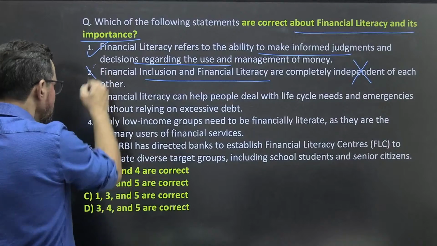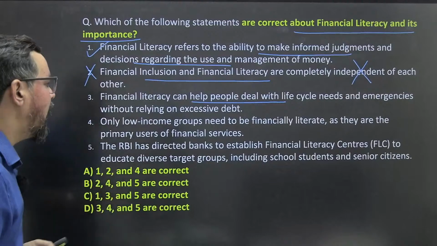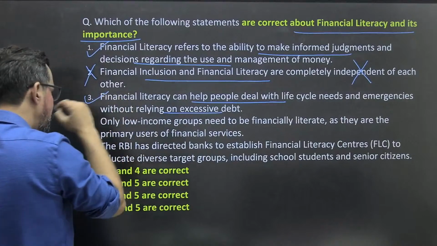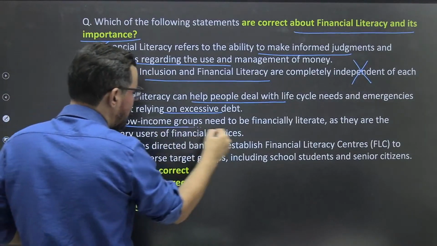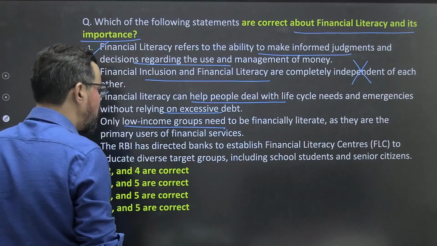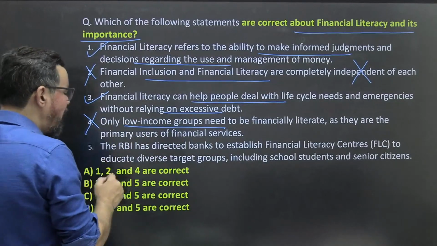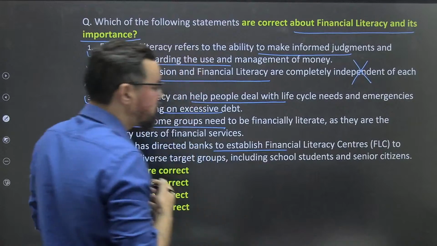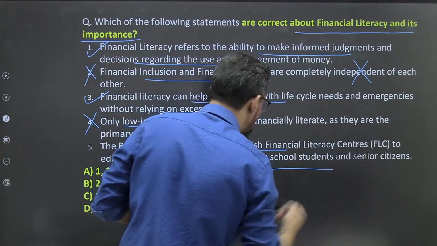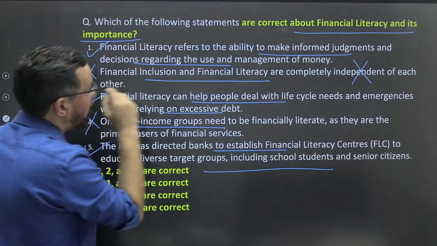No, this is wrong. Financial literacy can help people deal with life cycle needs and emergencies without relying on excessive debt. Absolutely right, okay? Only low income groups need to be financially literate as they are the primary users. No, that is not necessary. Everybody needs financial literacy. RBI has directed banks to establish financial literacy centers to educate a diverse target group, including school students and senior citizens. 100% true. So we have to find out the correct statements.